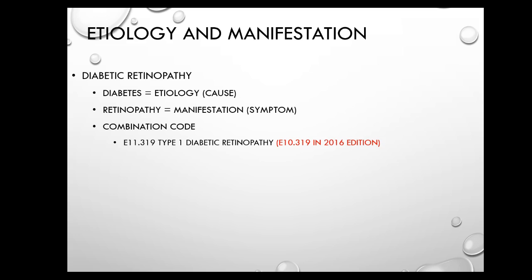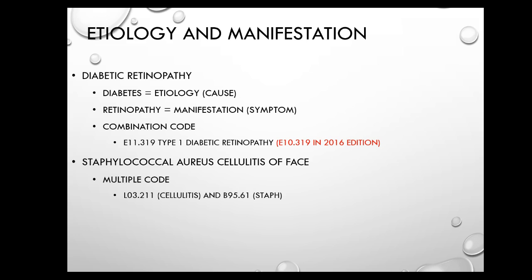We have the code E11.319, which represents type 1 diabetic retinopathy. We also have E10.319 in the 2016 edition. There's an additional example of Staphylococcus aureus cellulitis of the face. We have multiple codes for this particular example. We would code cellulitis, and then we will also code the B95.61 for the staphylococcal infection.